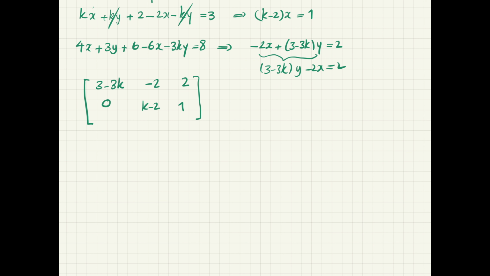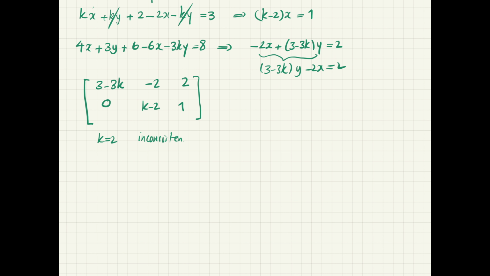So the system is inconsistent when k is equal to 2, because then I will have 0, 0 and a non-zero number here. So you see that I get k equal to 2 for inconsistent.